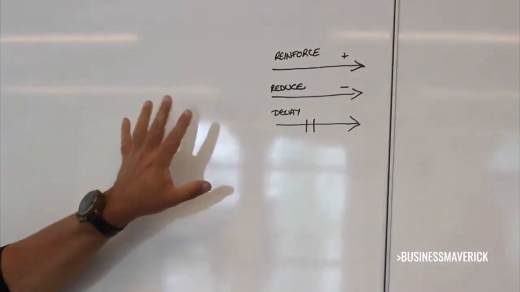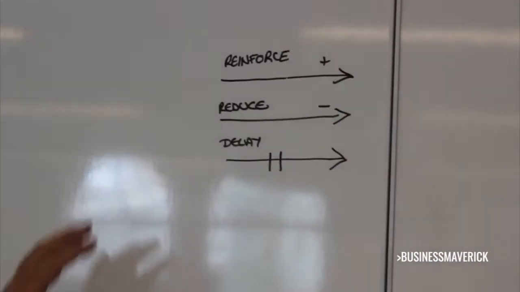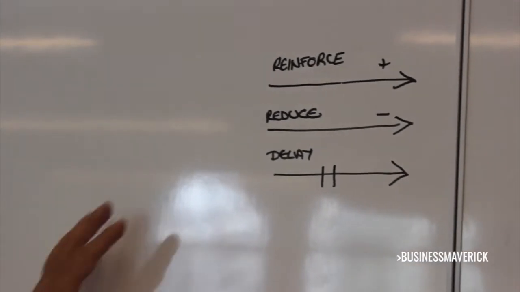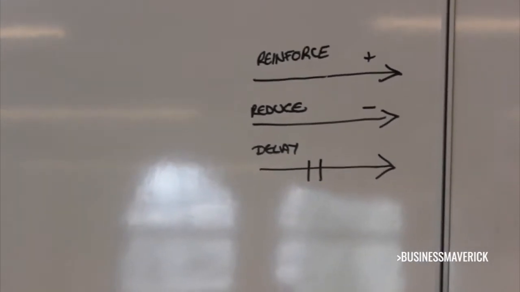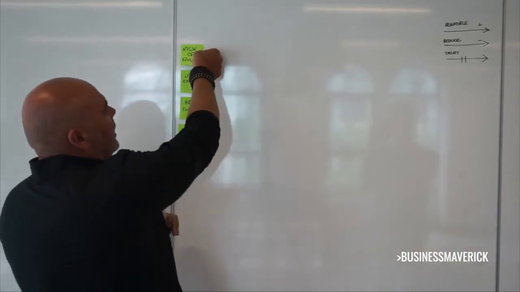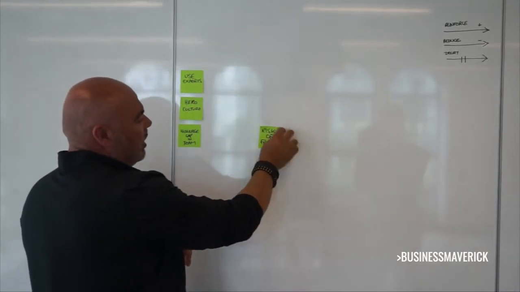So first of all, we'll look at the three symbols that we'll be using through this. There's an arrow with a plus, which means it's a reinforcing mechanism, an arrow with a minus, which means it's a reducing mechanism, and an arrow with two lines through it, which means there's a delay in the effect. Okay? So let's start off with a risk of failure.